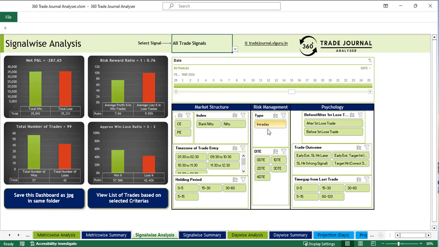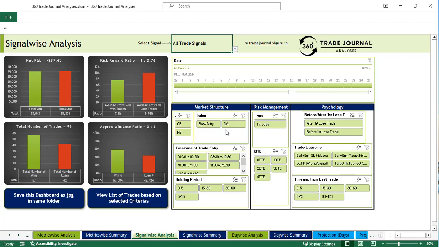Here I have traded only intraday, otherwise overnight and intraday you can see your performance by type of the trade. So it's a risk management part. This is the market structure. Like calls don't give quick returns. It takes time, but put gives quick results, right? So this is a market structure.